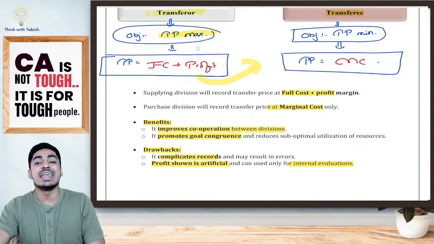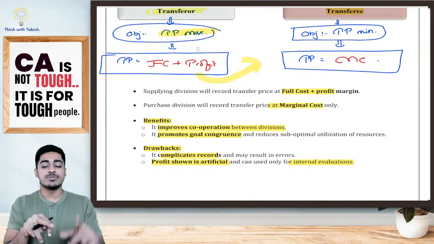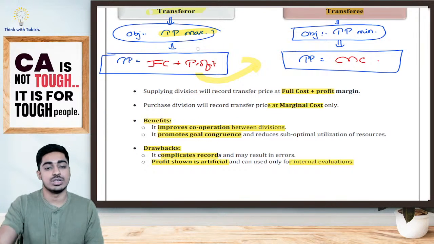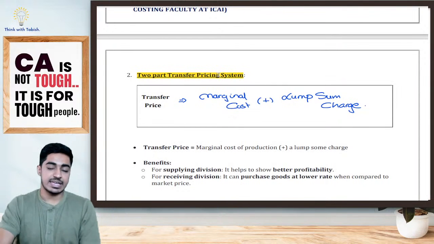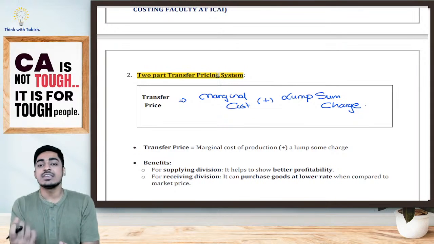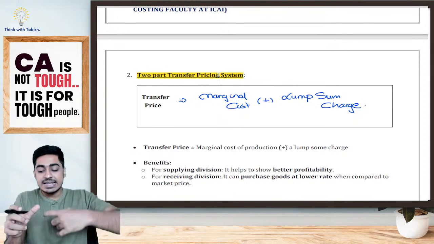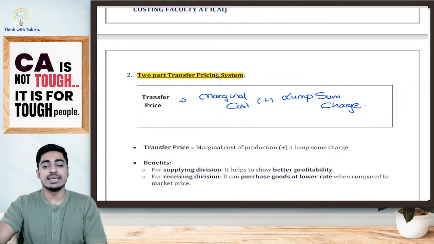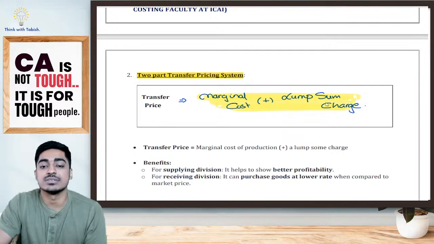So we have dual rate, two different rates. For the transferor, it is full cost plus profit. For the transferee, it is the marginal cost. Next, we have the two-part transfer pricing system. Again, what is the conflict? The transferor is telling, I should get more profit. The transferee is telling, my cost should be minimum. So what we are saying in two-part is that the transfer price is calculated in two different parts. The transfer price is a marginal cost plus a lump sum charge.